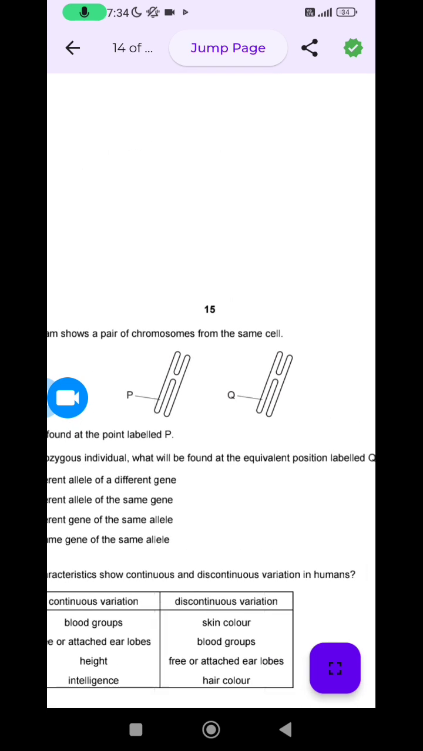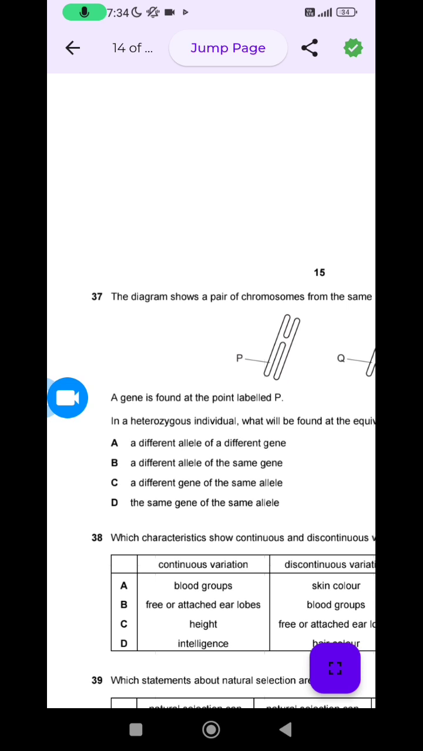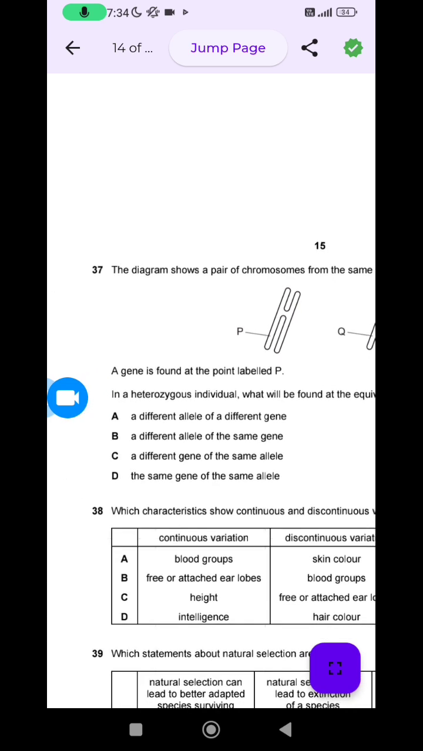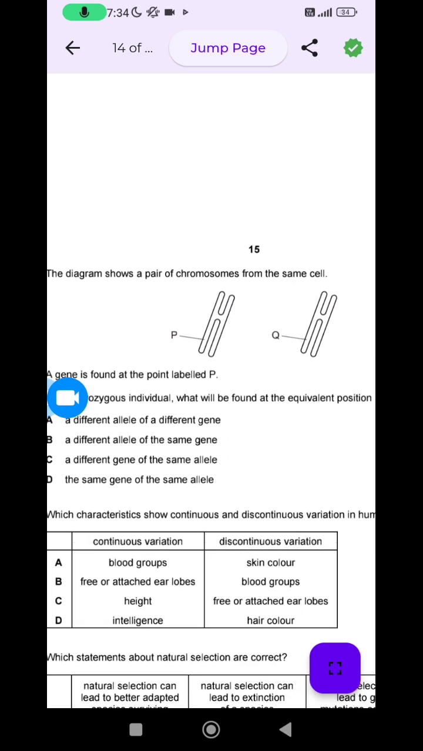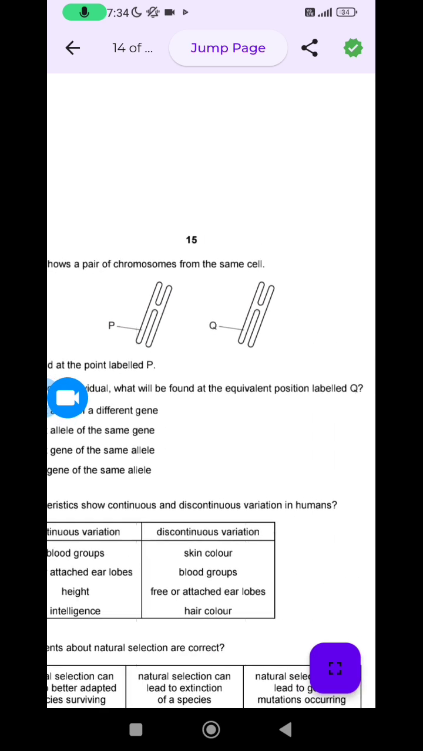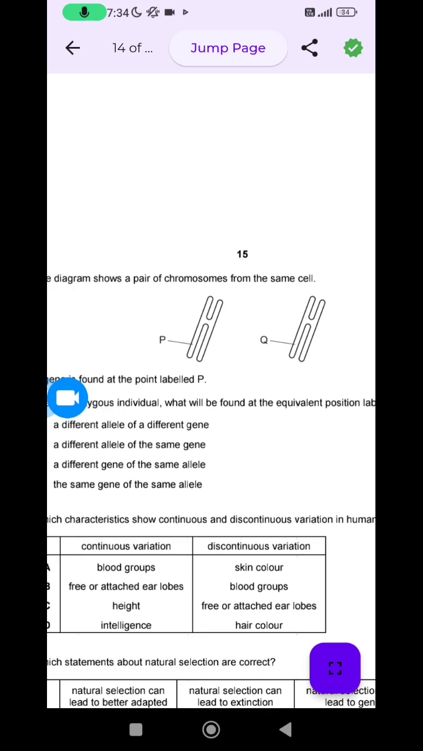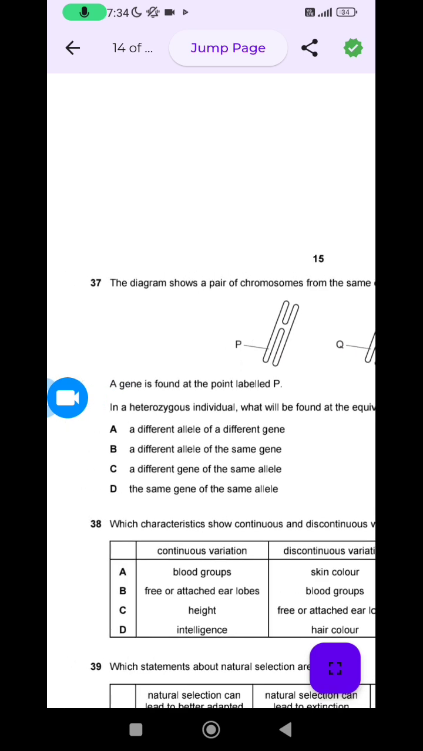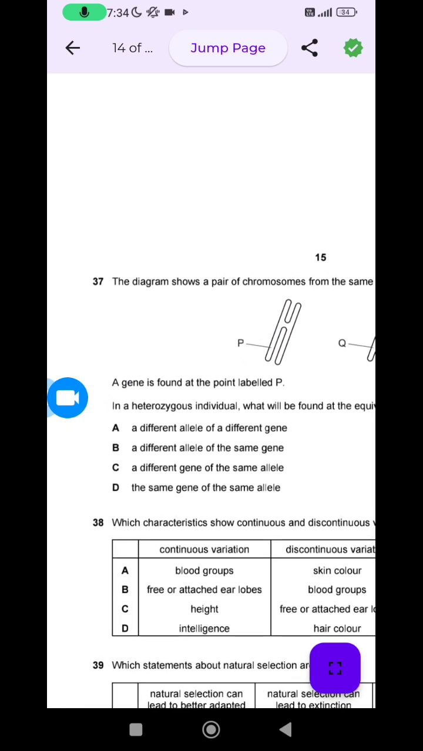37. The diagram shows a pair of chromosomes from the same cell. A gene is found at the point labeled P. In a heterozygous individual, what will be found at the equivalent position labeled Q? Now, this is a tricky question. Please listen carefully. In a heterozygous individual, heterozygous means that both the alleles present are not the same.